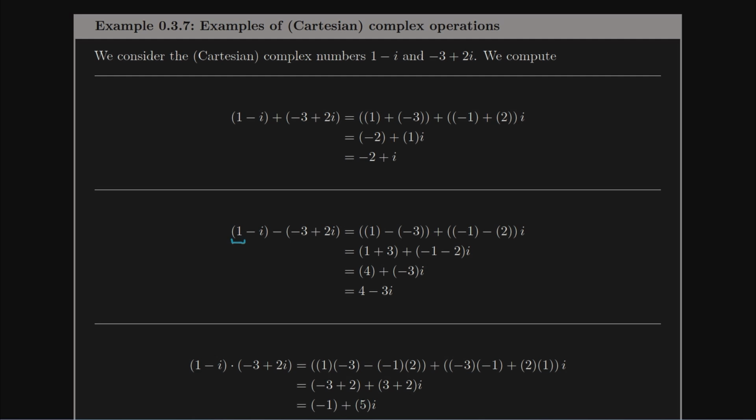If I subtract, remember I'm just going to subtract the real part, so I've got a 1 minus -3, so 1 plus 3 should give me a 4, which I have. And then here I really have a -1 minus a +2, so -1 minus 2 is -3 in the imaginary term.